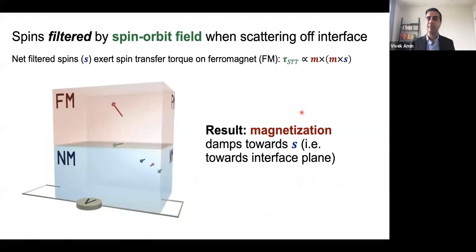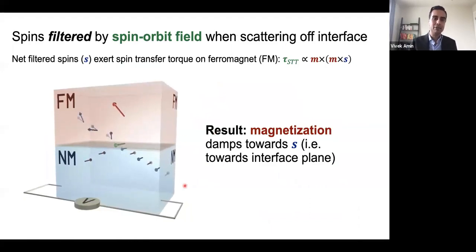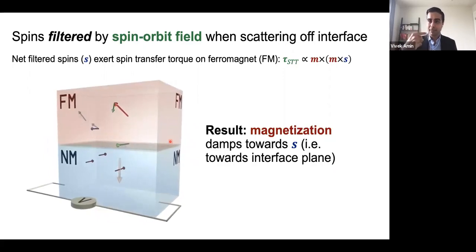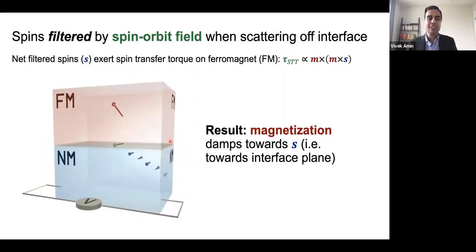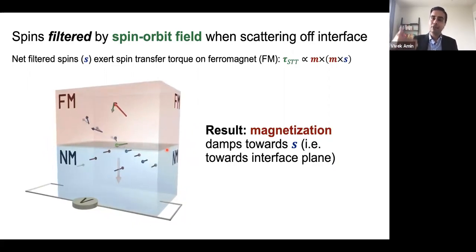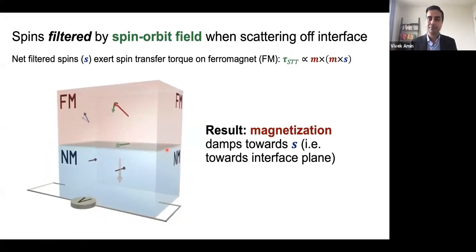Okay, so here's an animation which is reiterating what I've just told you. I have a stream of unpolarized electrons which are flowing into the interface. And you can see I have as many red electrons as blue electrons, so spins in one direction versus the other direction. Now if you look at the reflected spins, the red spins become preferentially reflected due to this spin orbit filtering effect. Those spins then flow into the non-magnetic layer and create a spin current.